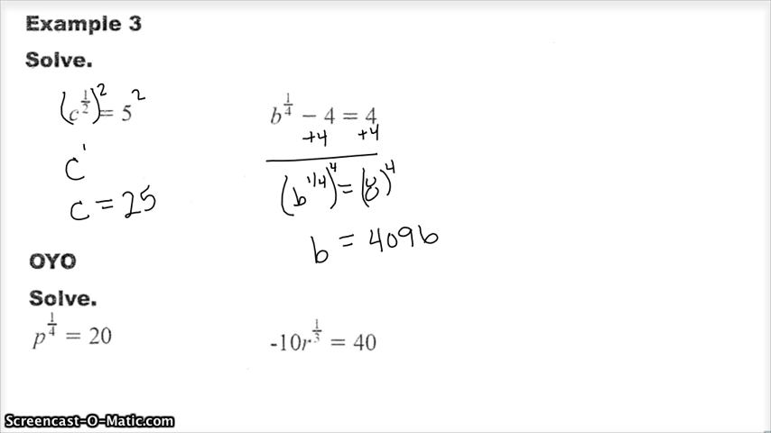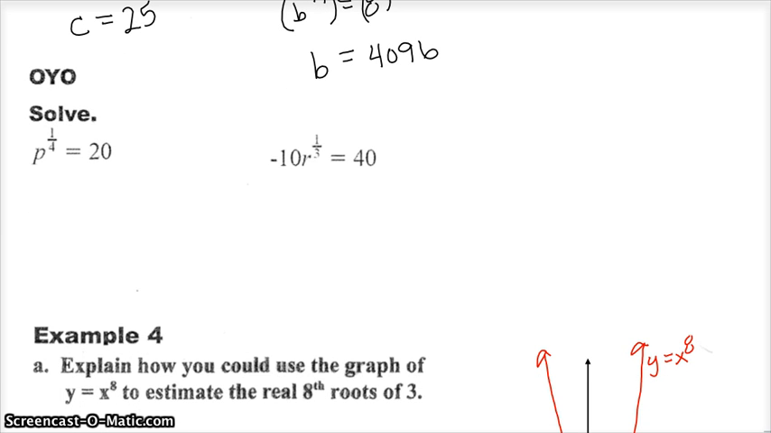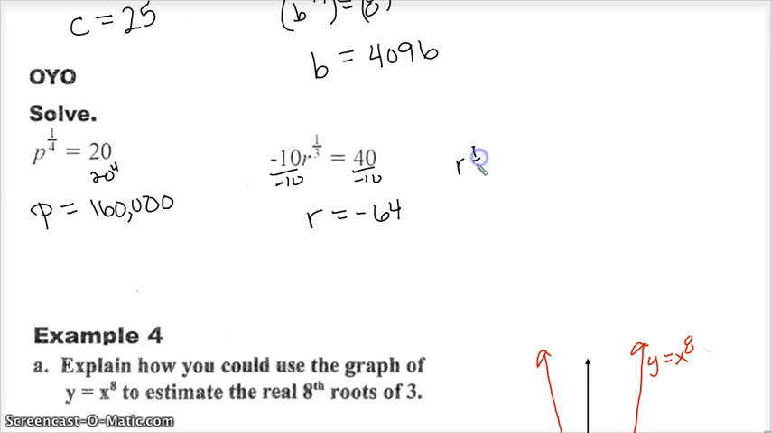Try the on your own problems and then check your answer. You should have gotten p equals 160,000, and that's from raising 20 to the 4th power. For the second problem, you should have gotten r equals -64. You need to divide both sides by -10, and then raise -4 to the 3rd power.